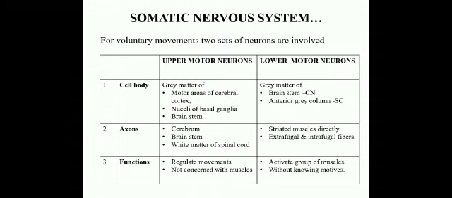The axons of the upper motor neurons are present in the cerebrum, brainstem and the white matter of spinal cord. The lower motor neuron axons reach the striated muscles directly, supplying the extrafusal and the intrafusal fibers. The function of the upper motor neurons is to regulate the movements and it is not concerned with the muscles, whereas the lower motor neurons activate the group of muscles without knowing the motives of contraction.